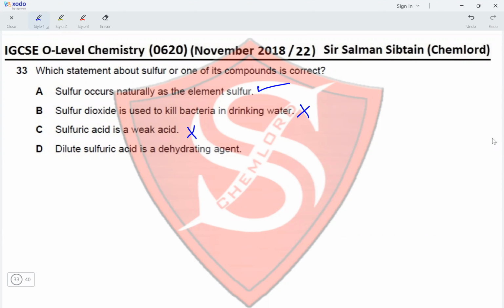Dilute sulfuric acid is a dehydrating agent. Dilute sulfuric acid is not a dehydrating agent. No. Therefore, the correct option for this question is option A.